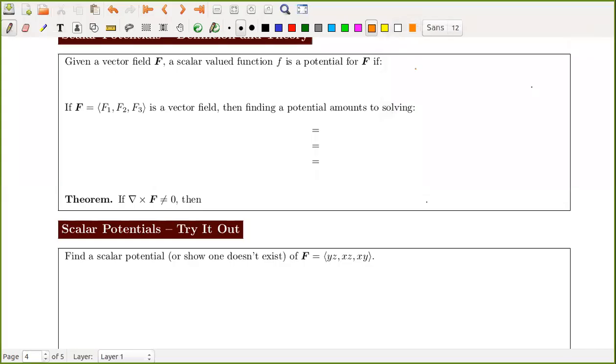Okay, so given a vector field F, a scalar function f is a potential for F if F is equal to the gradient of f. In this case, when F is equal to the gradient of some scalar field, we say F is a gradient field.